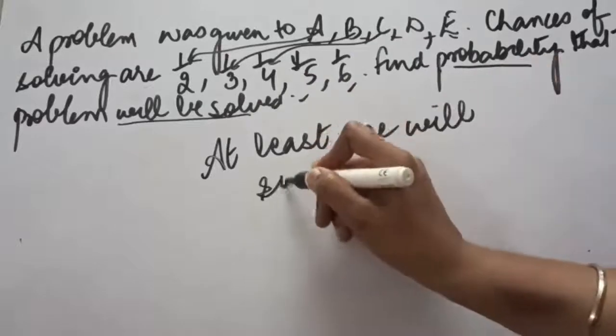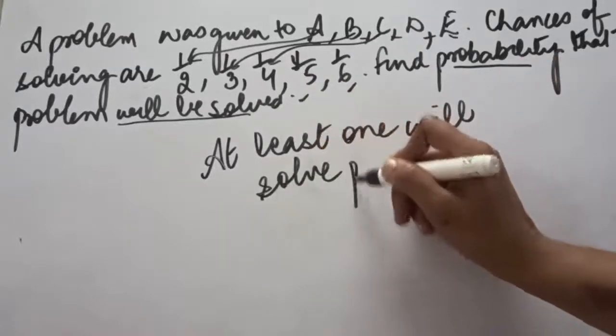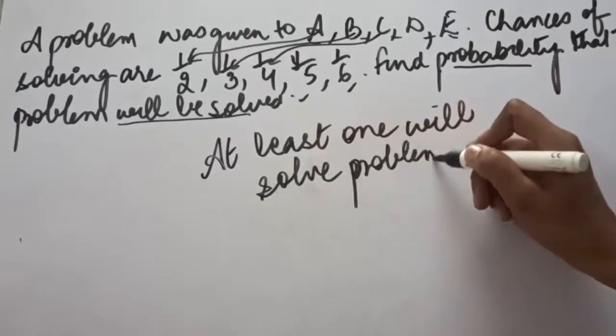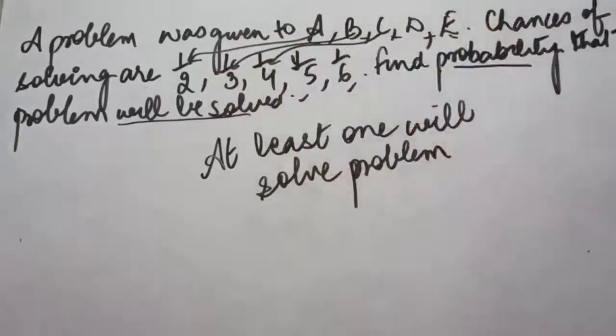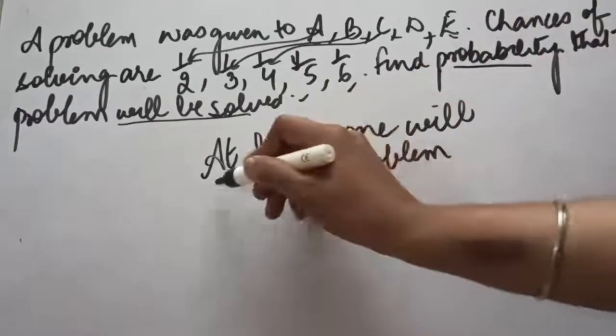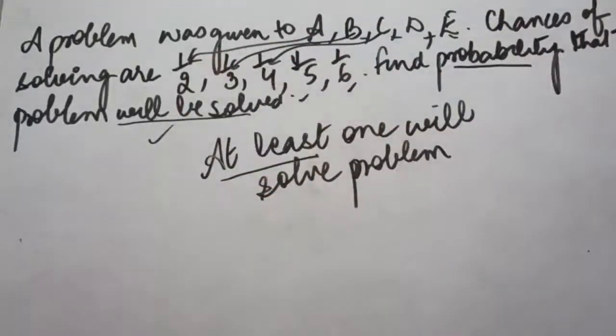So this is our question. As it has been written that the problem will be solved, we are not sure who will solve the problem. So our problem will be solved when at least one of them solves it. At least means at least one will solve, even more can solve, even all can solve. But at least one will solve. So our question will be clear.